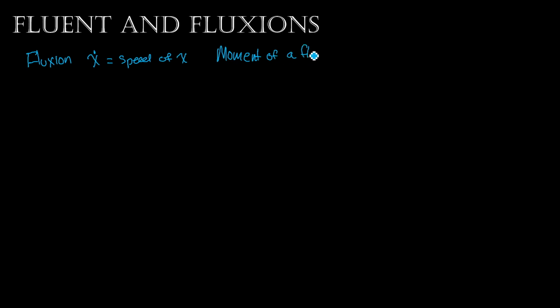So a fluxion, which is shown as x dot, is the speed of a changing quantity x. The moment of this fluxion is the amount it increases in an infinitesimally small amount of time t. Therefore, the moment of the fluxion, which is essentially the derivative, will be x plus x dot t.